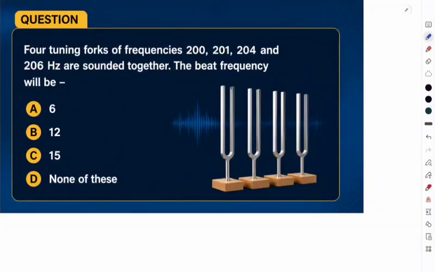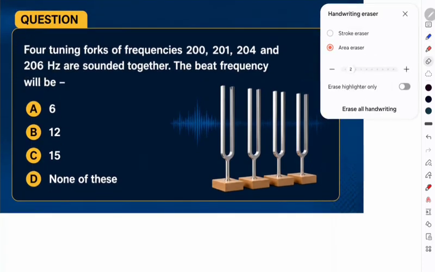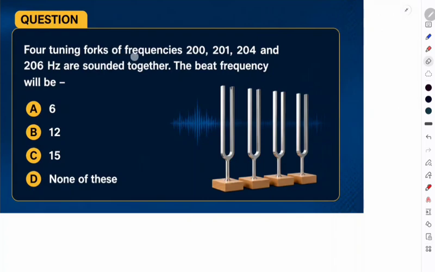Hello everyone, now we are going to solve one more question which is here. Let us see. In this question, four tuning forks of frequencies 200, 201, 204 and 206 Hz are sounded together. The beat frequency will be: first option 6, second option 12, third option 15, and option D is none of these. Let us see how we can solve this question.